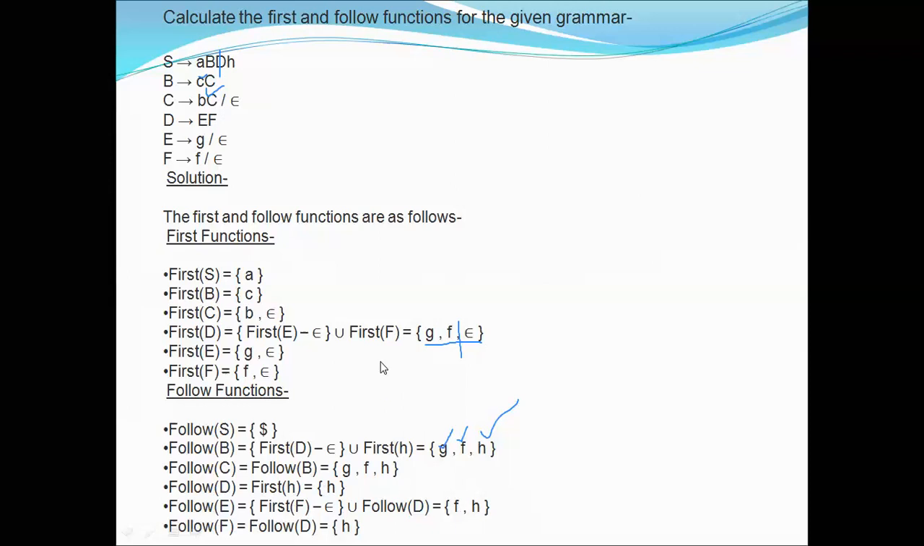Okay. While finding the follow of F, F is here only. Okay. On the right-hand side, it is following nothing. So include the follow of D according to the third rule. Okay, so here I have included the follow of D, that is equal to H. Okay, so like this we will find out the first and follow by calculating these two.